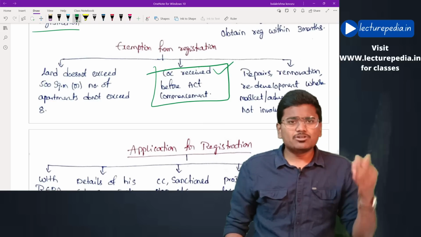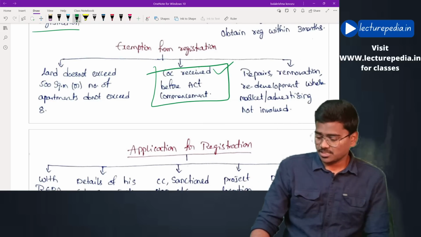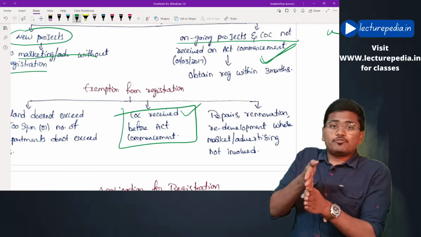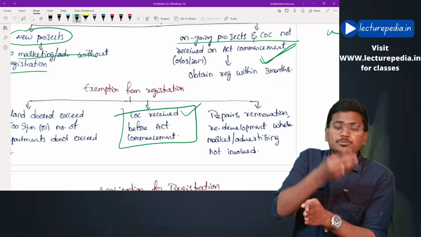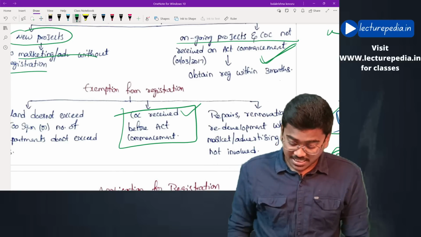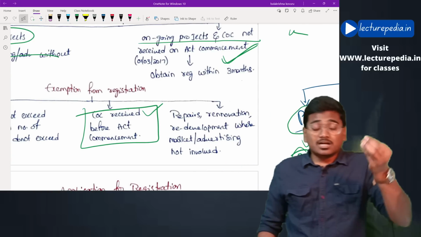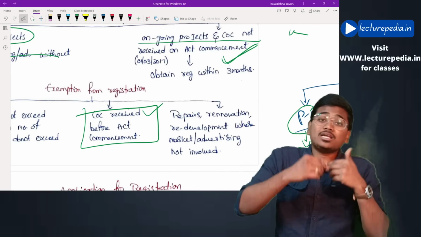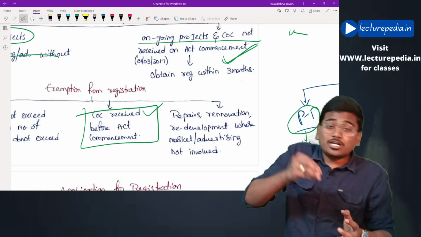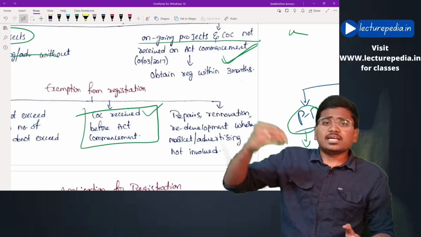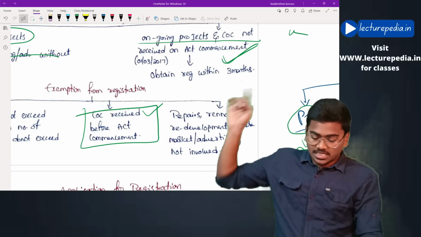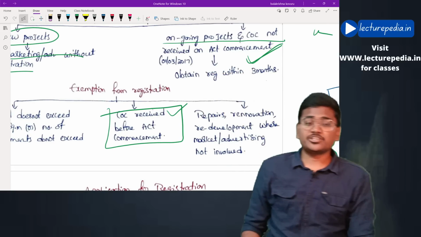Next, certificate of commencement received before the date of commencement of the Act. See, this point we have already discussed. The Act commenced on 1st March 2017. If before 1st March 2017 you received the certificate of commencement, you need not get registration for that ongoing project. That is the second exemption. Next, the third exemption: you are carrying on some renovations or repairs to an already constructed project, and such repairs or renovation does not require marketing or any advertisement. Even in that case, you need not obtain registration from RERA. Hope this is clear. These are the 3 situations in which you need not obtain registration from RERA.